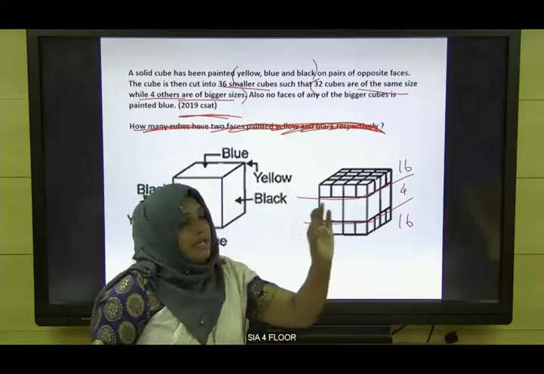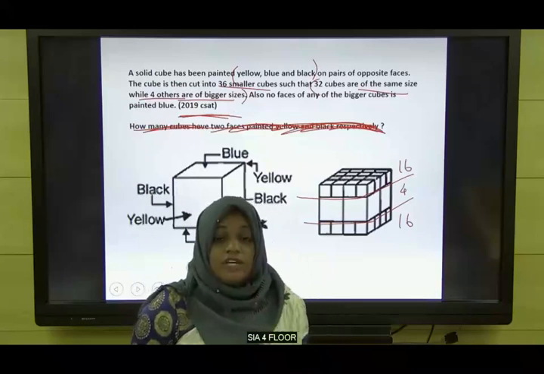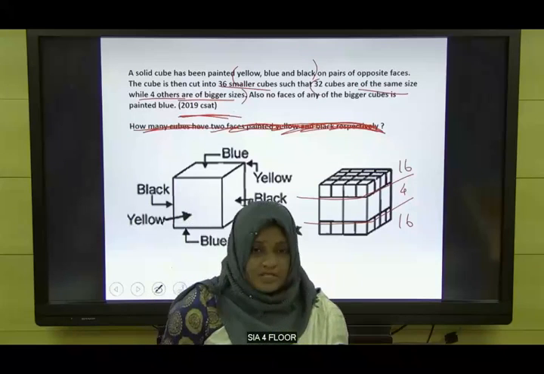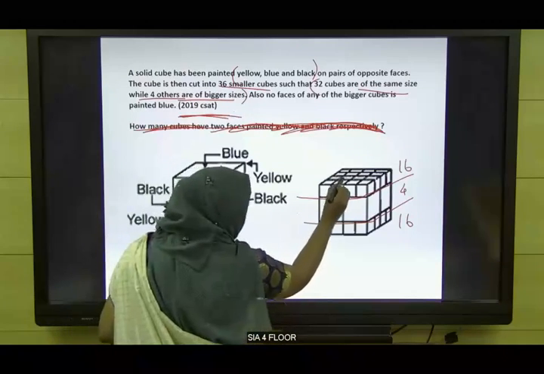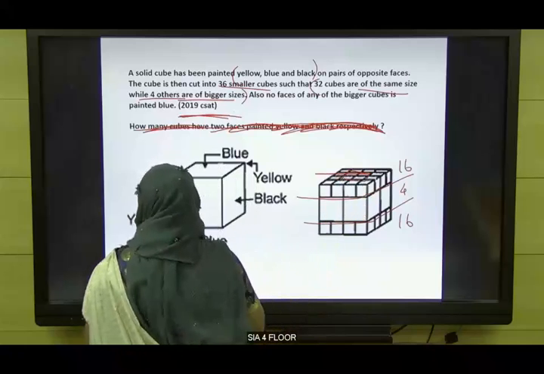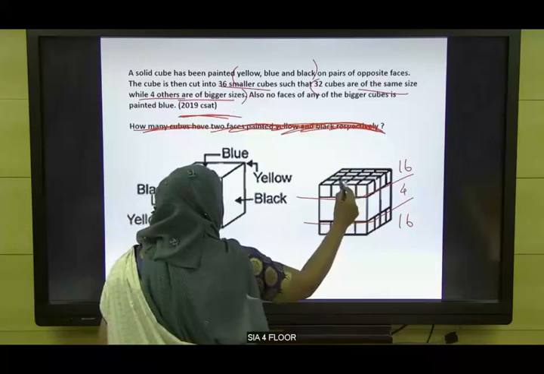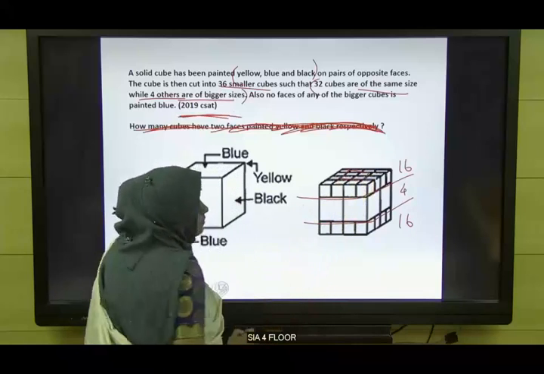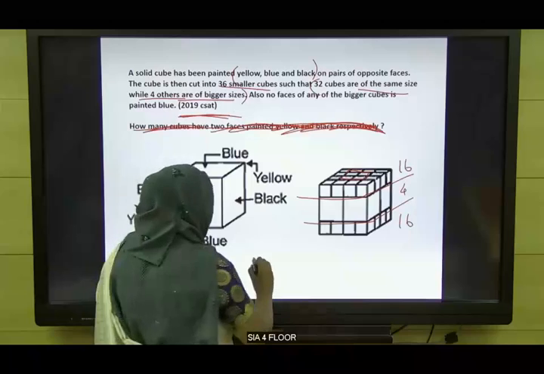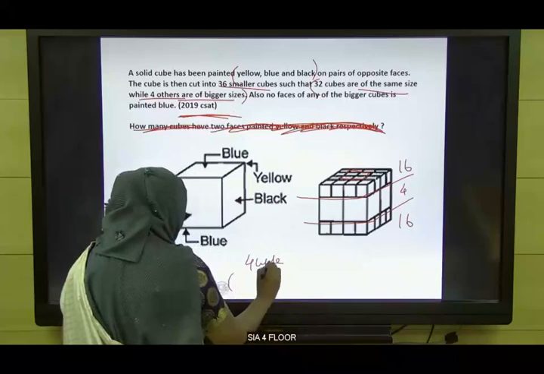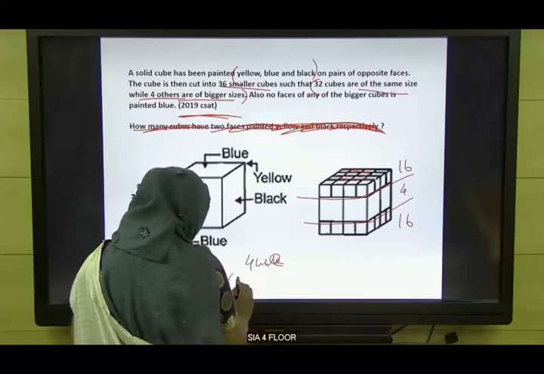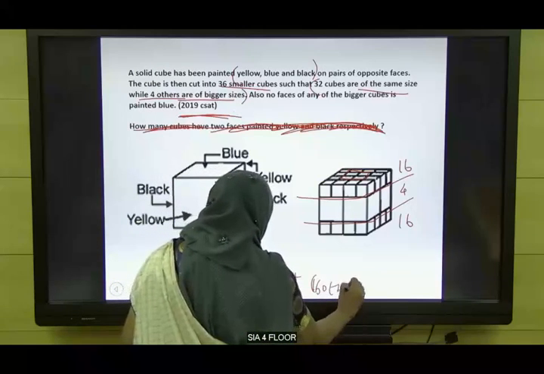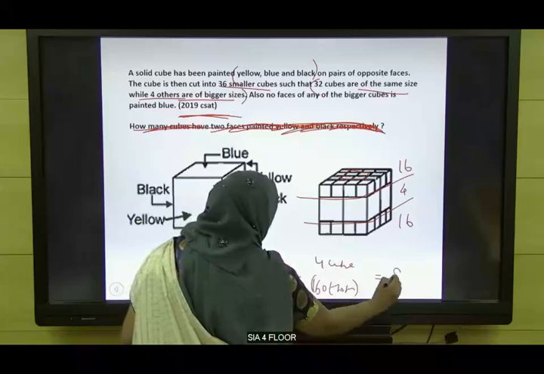Now the question is, how many are one face painted? They didn't mention the color, but how many cubes are one face painted is the question. So in the top layer, the 4 in the center are one face painted. Whatever is not touching the border is one face painted, so we focus only on the center of the face. We have 4 cubes at the top layer and 4 cubes at the bottom layer. So totally 8 is the answer.